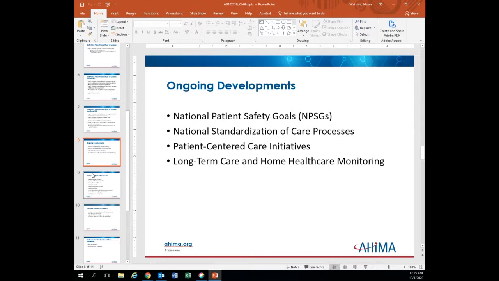Involvement of family and friends. Family and friends can be very therapeutic for a patient, and involving them and empowering them to help with the care of that patient can be very helpful. Continuity and transition, and then access to care. So these are all principles that they've established, the Picker principles of patient-centered care.